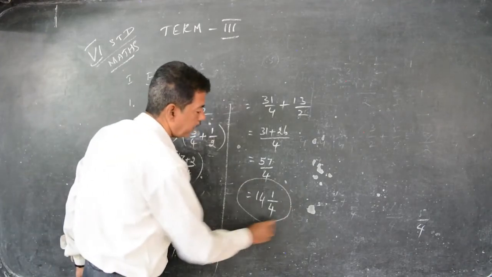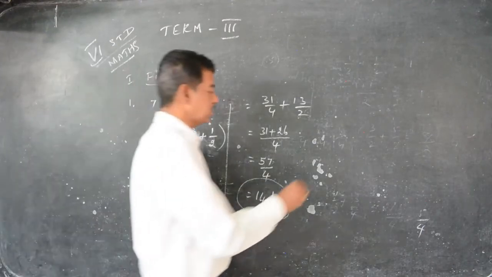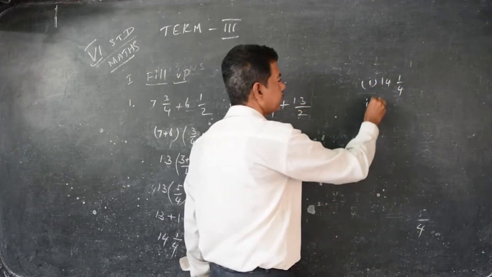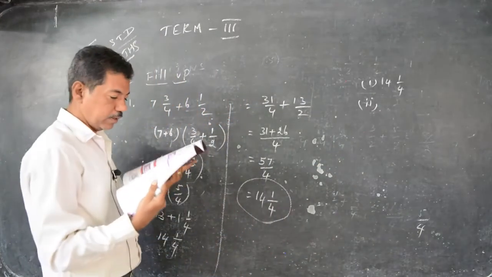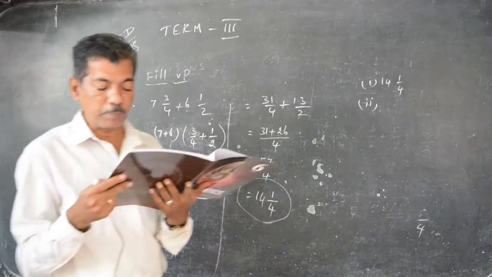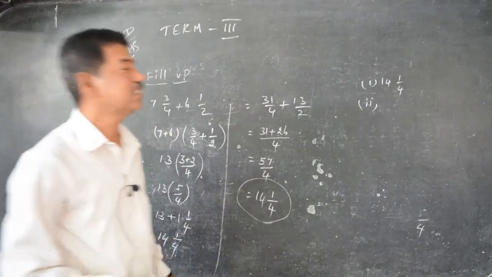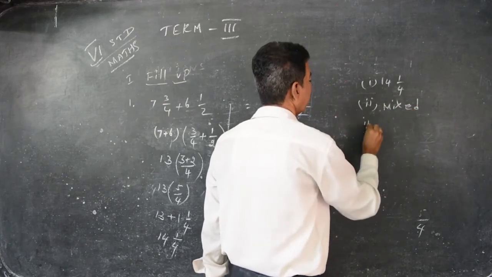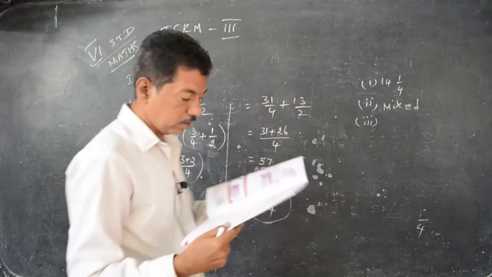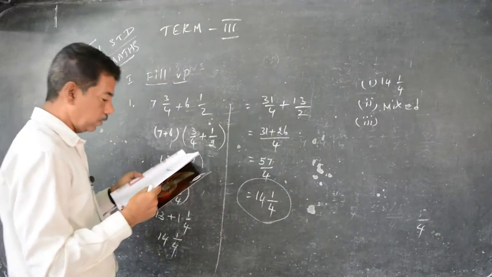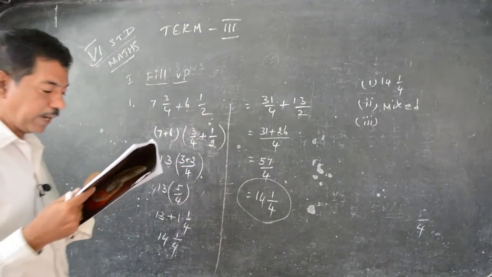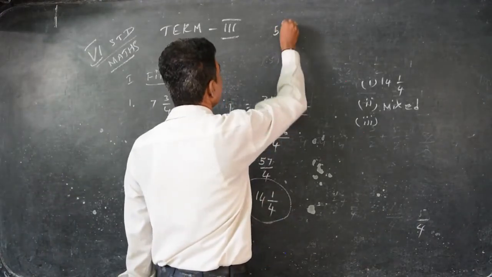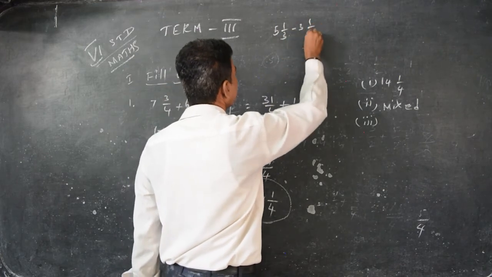First one, 14 1 by 4. Fill the blanks. Answer for the first one is 14 1 by 4. Second, the sum of a whole number and a proper fraction is called a mixed fraction. Okay, then third one. This is first summary. 5 1 by 3 minus 3 1 by 2.